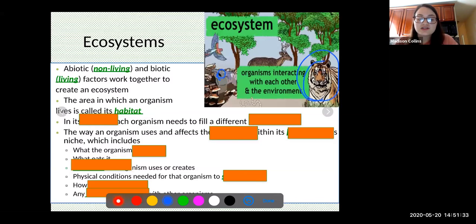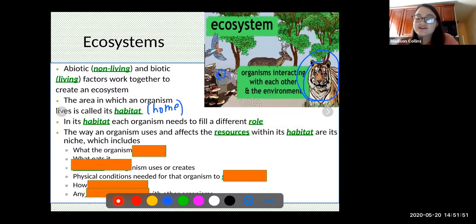The area in which an organism lives is called its habitat. This is basically like an organism's home. Where it lives is its habitat. In its habitat, each organism needs to fill a different role. It has a different purpose or a job. Obviously, the tiger's role in this ecosystem is different than this bird's role. They've got different jobs to do.